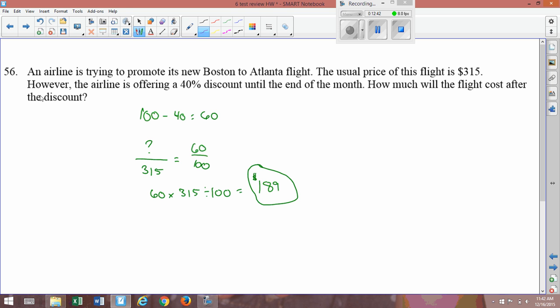An airliner is trying to promote a new Boston to Atlanta flight. The usual price is $315. However, the airline is offering a 40% discount until the end of the month. How much will the flight cost after the discount? Automatically, you know that you're starting with 100, but you lost 40% of it, so you're only keeping 60%. 60% of $315 is $189.